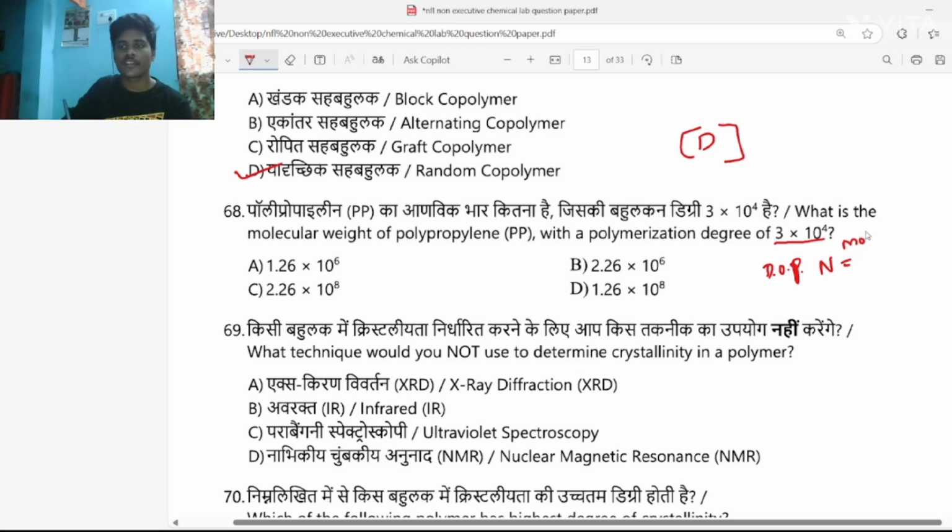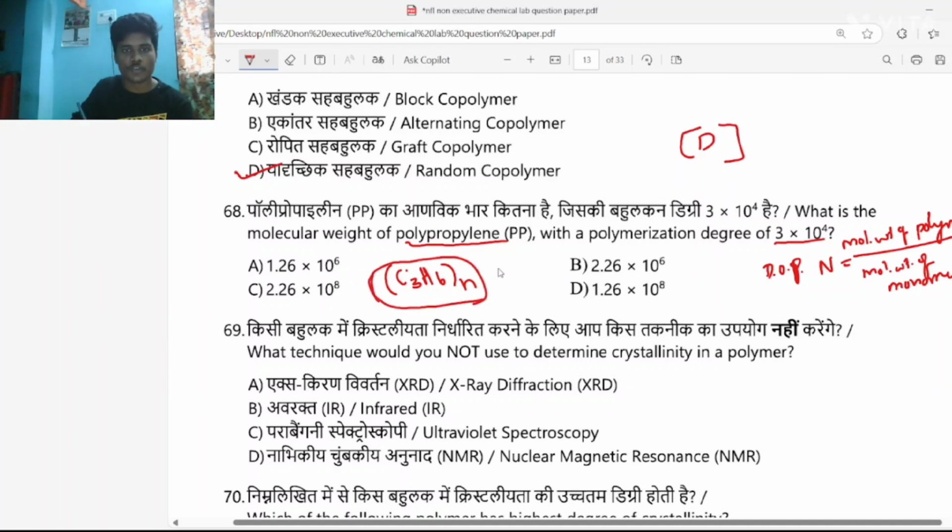Here polypropylene is the polymer. Polypropylene is nothing but a polymer of propylene, right? What is the molecular formula? Propylene is C3H6. So N C3H6 monomers combine to give the polymer polypropylene, right? So what is the monomer? Monomer would be C3H6. Here the degree of polymerization is already given as 3 into 10 to the power of 4, which is equal to molecular weight of polymer, which we don't know, so let me take it as X, right?